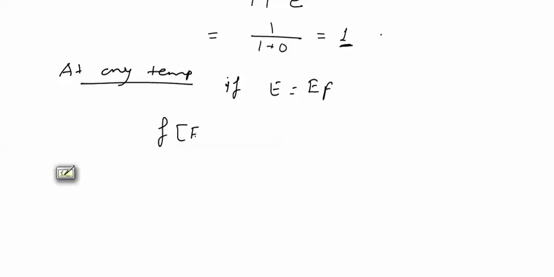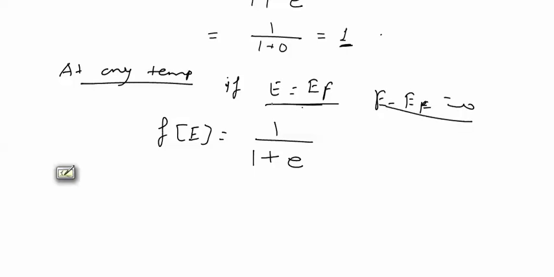Now, at any temperature, if E equal to EF, then F of E will be 1 upon 1 plus e raised to power (E minus EF). This difference will be equal to 0, as E equal to EF, so e raised to power 0 equals 1. F of E equal to 1 upon 1 plus 1 equal to 0.5, meaning there is 50% probability of finding an electron at the energy level which is equal to the Fermi energy level of the material.